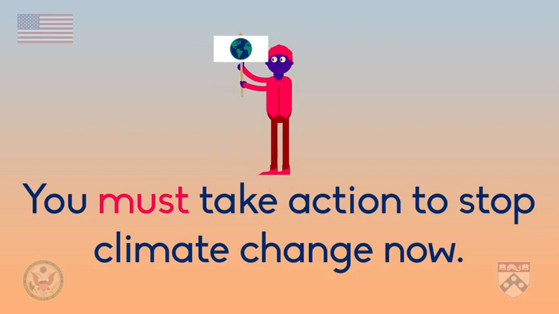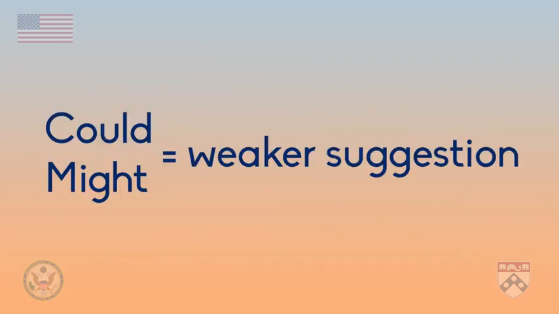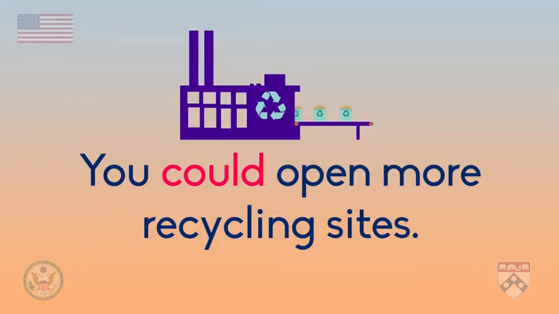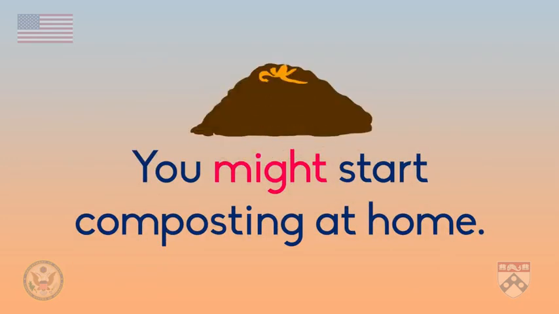Sometimes we are not so certain about our suggestion. In these cases, we use a weaker suggestion, like could or might. You could open more recycling sites. You might start composting at home.